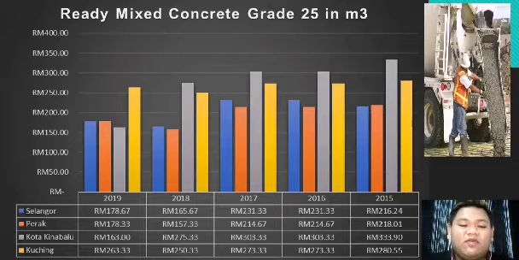Okay, we can see for 2018 the cheapest price is Perak at only 153 ringgit 33 cents, and the most expensive in 2018 is Kota Kinabalu at about 275 ringgit 33 cents. Okay, and we see for 2016 Kota Kinabalu is about 333 ringgit 90 cents, the price for ready mixed concrete.